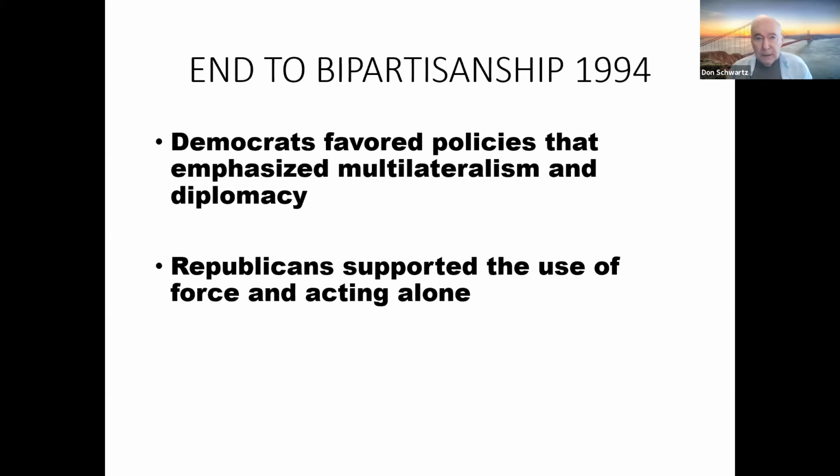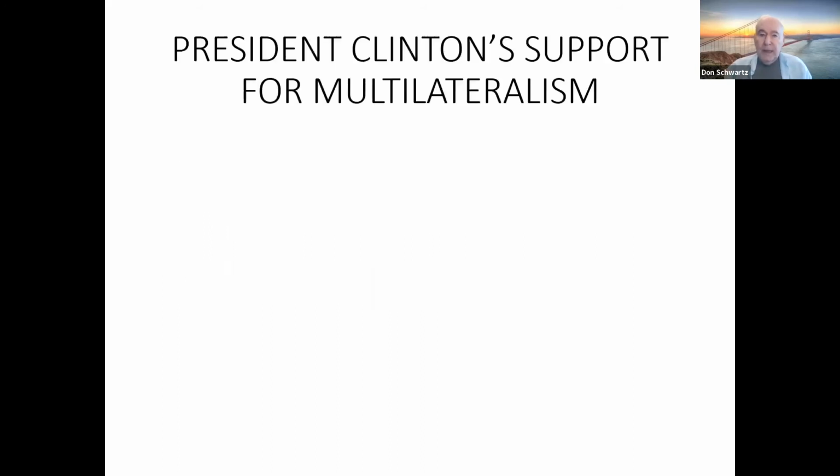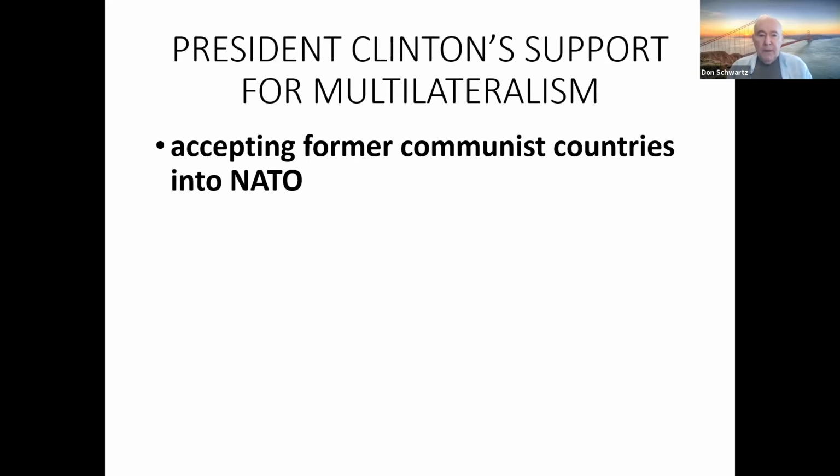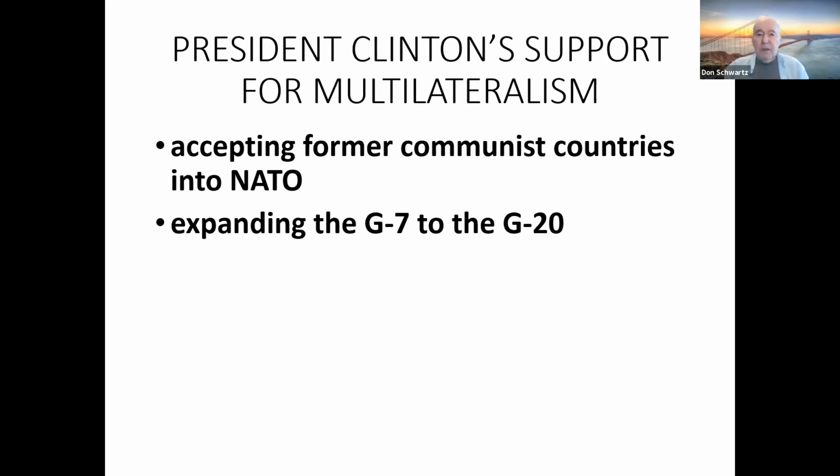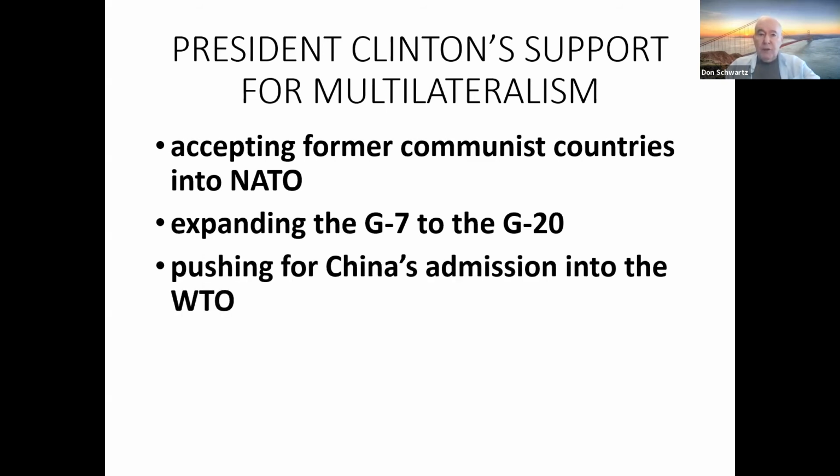Nevertheless, President Clinton wanted to extend liberal internationalism as well as multilateralism. And so, under Clinton, the United States accepted former communist countries into NATO. And Clinton encouraged the expansion of the G7 nations to the G20 nations, making it a much broader venue for international communications. Clinton pushed for China's admission into the World Trade Organization, and he supported the NAFTA trade agreement. And so these are all examples of how President Clinton supported multilateralism.